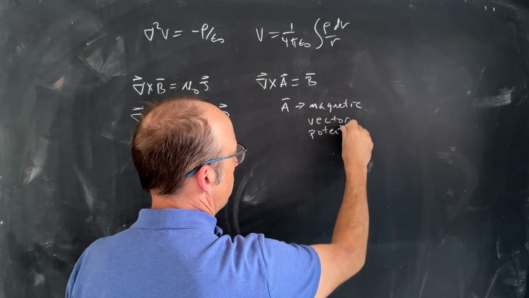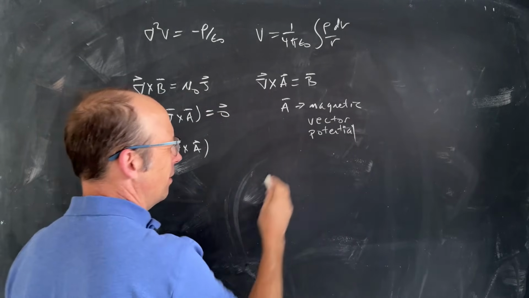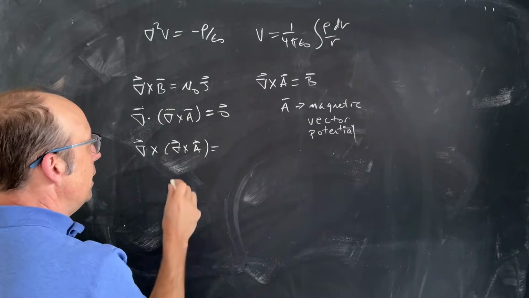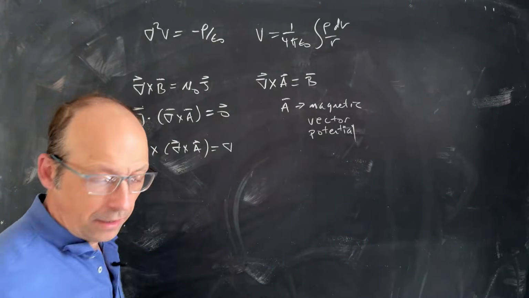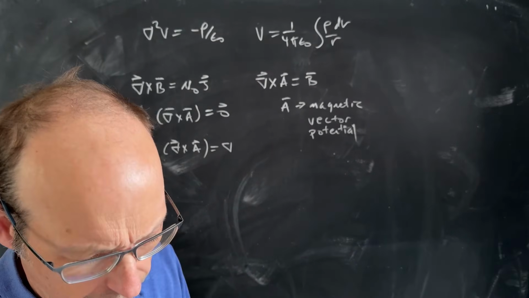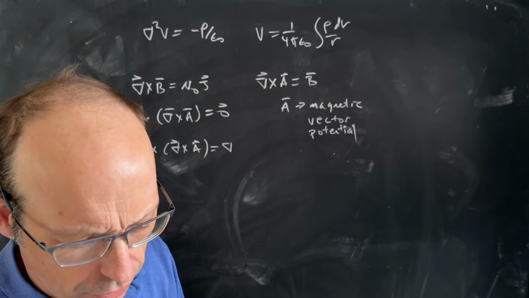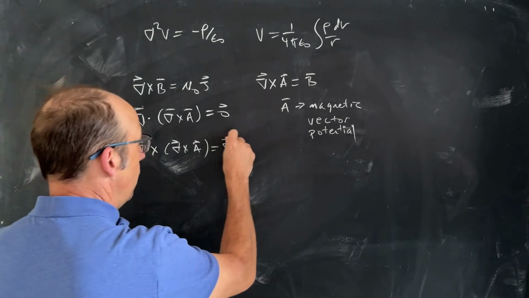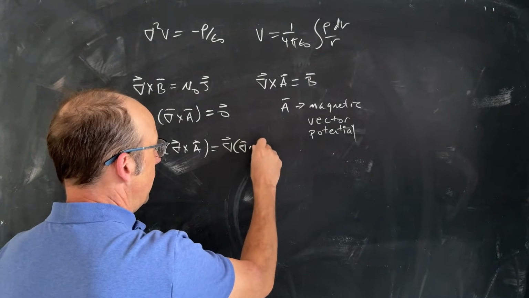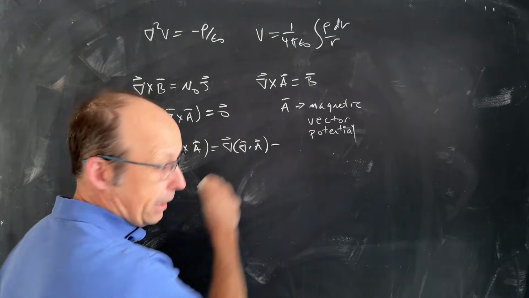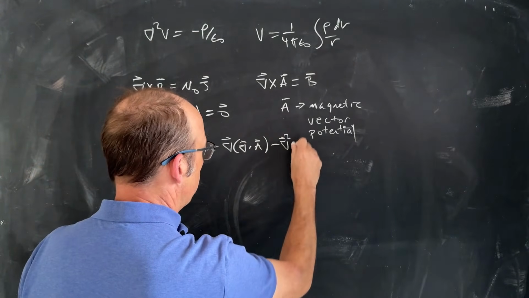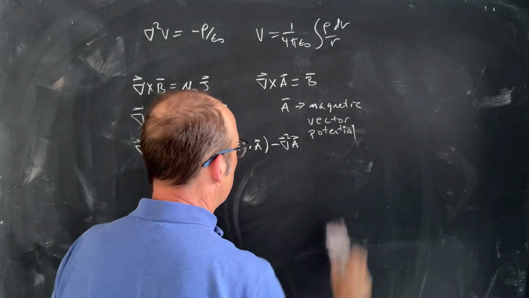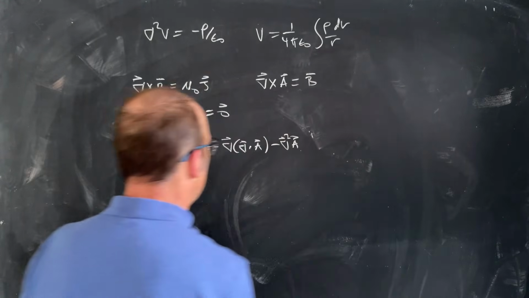Potential. Why can't I spell that? Okay. This is by definition equal to, what did I write? I wrote it down wrong. It's by definition equal to del of del dot A minus del squared of A. That's just a vector identity.